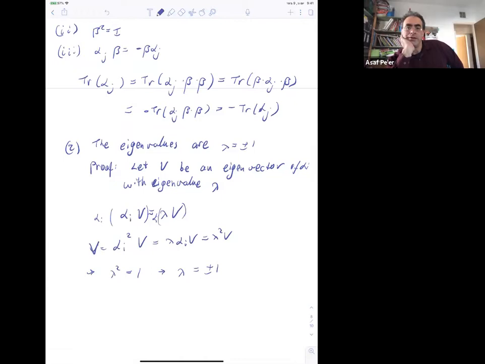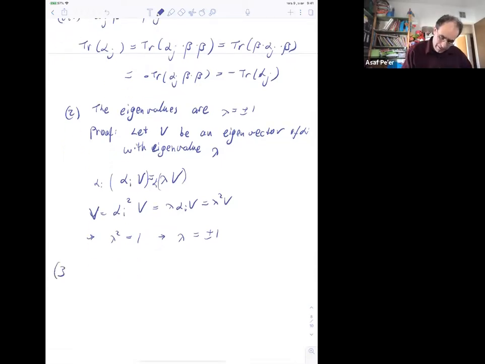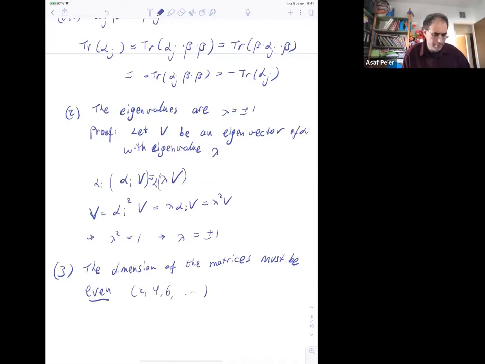Okay. Now, when you merge these two properties together, you arrive at another interesting property, which is that the dimension of these matrices, alpha i and beta, has to be even. Dimension of the matrices must be even: 2, 4, 6, etc.